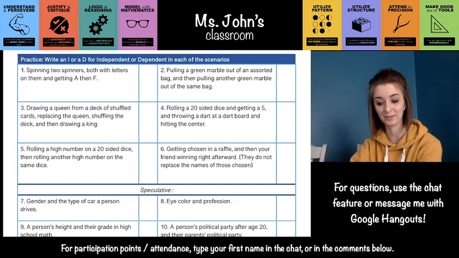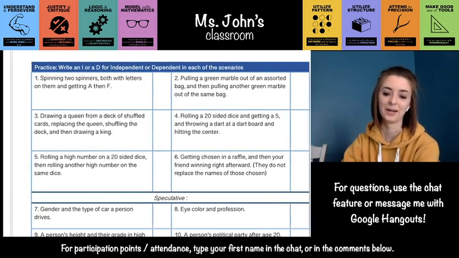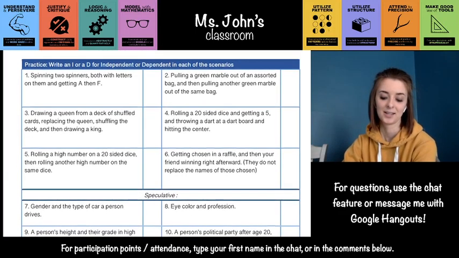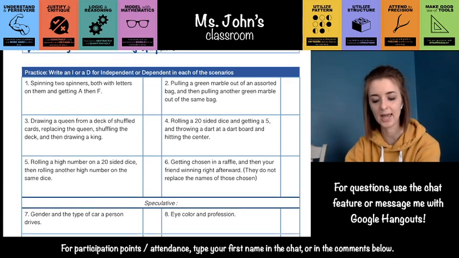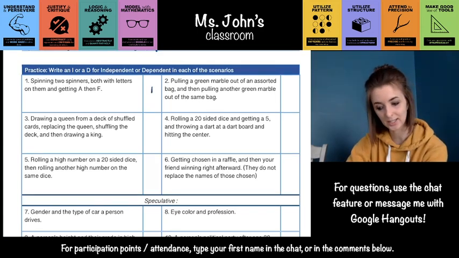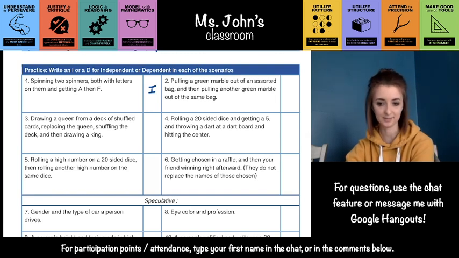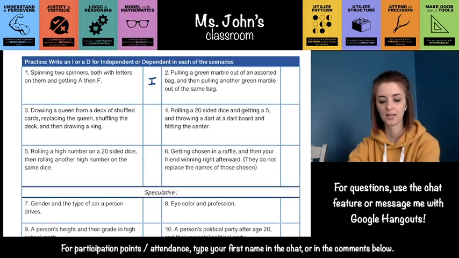Most of these, again, are going to be independent because it's hard to think of dependent examples. But yeah, really. So number one, spinning two spinners, both with letters on them, getting A and then F. Definitely independent. Spinners are another random probability thing. Theoretically, they are supposed to be completely random.